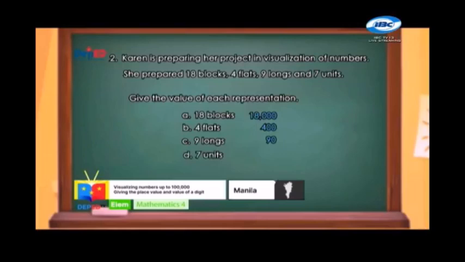Eighteen blocks, 18,000, 4 flats, 400, 9 longs, 90, and 7 units, 7. 18,497. We all deserve an amazing clap. 1, 2, 3, 1, 2, 3, amazing!